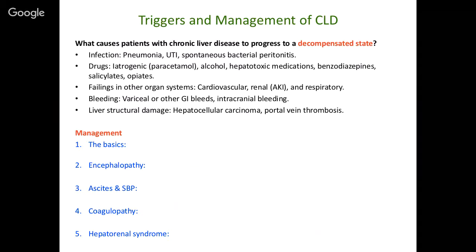So my question is, what causes patients with chronic liver disease to progress to a decompensated state? These are some of the things which can cause that. Severe infections can make them go from just being okay with chronic liver disease to suddenly very bad. Drugs can do it, failings in other parts of the body, and bleeding. In terms of management, the basics, always start with trying to identify what the cause is and then treating that. In terms of your encephalopathy, does anyone know how you might treat someone with encephalopathy?